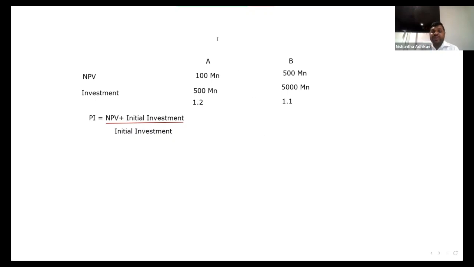Then, based on the profitability index, you have to select the project which has the highest profitability index, because it gives the highest NPV on the investment you have made. That is the answer for that part. We'll see if there are any other questions. Therefore, in such a situation, project A should be selected. Now we have come to the conclusion.